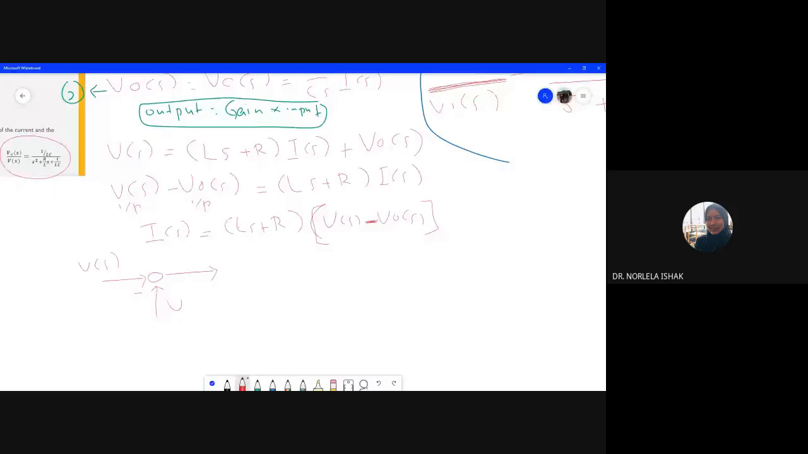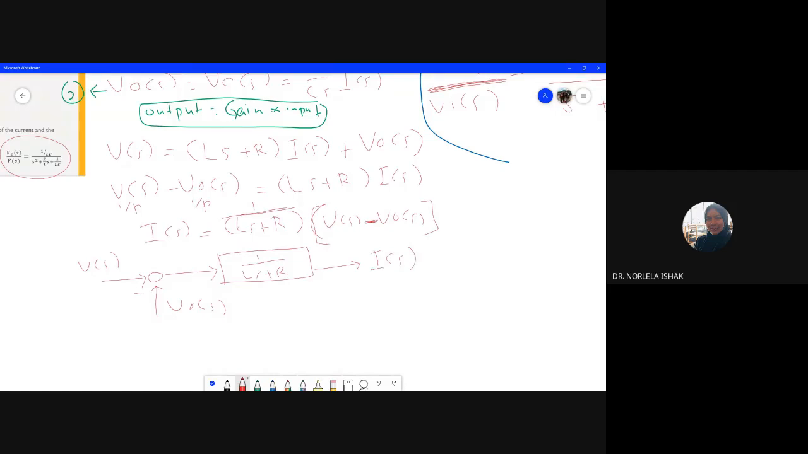Then this is our first input, this is our second input, and then this is 1 over LS plus R. And what's the output? Output is the current.